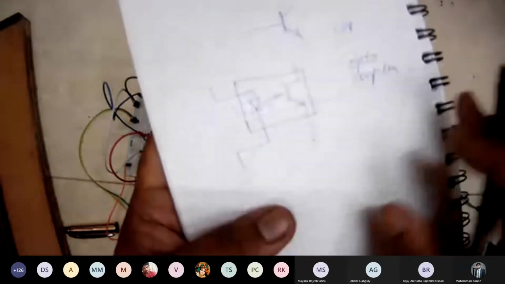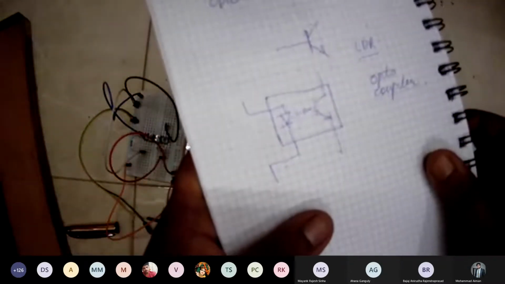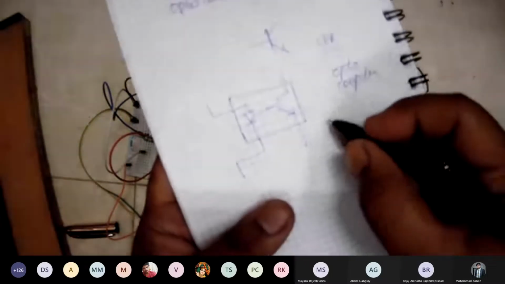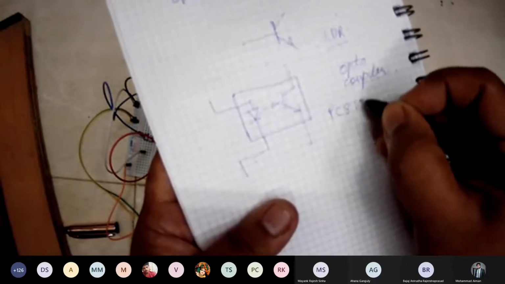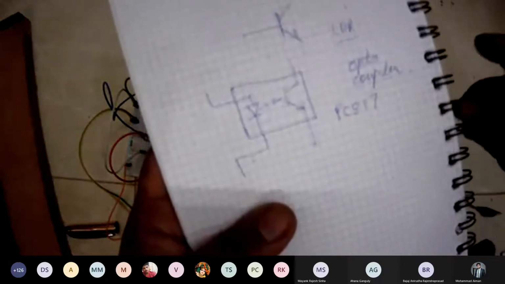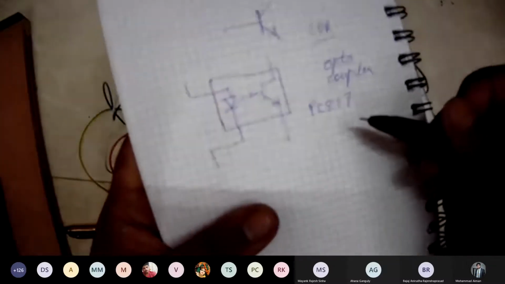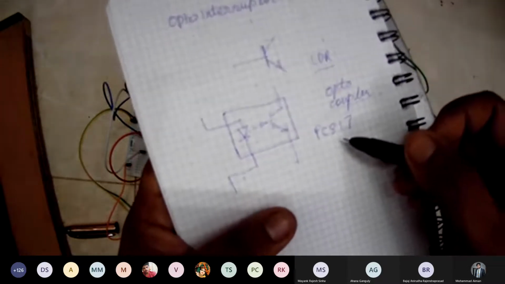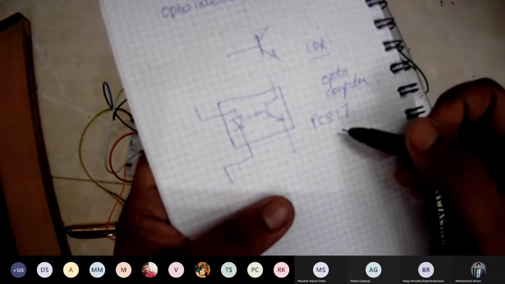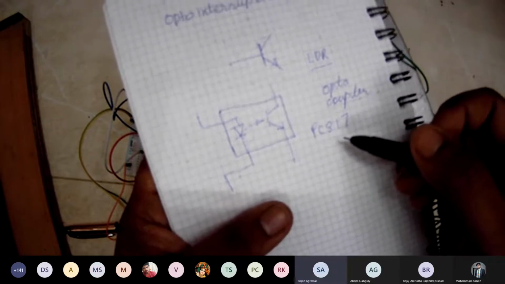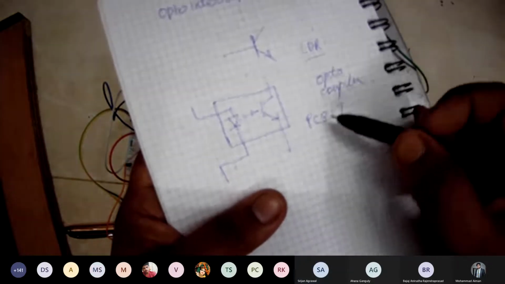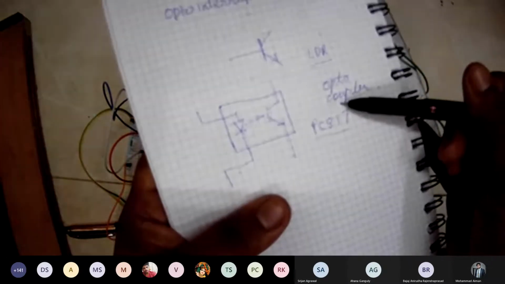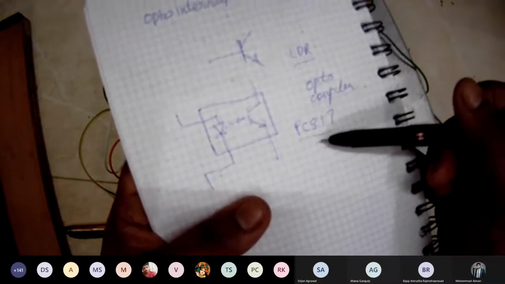Now in order to complete this circuit, what are the different things that we need? A typical optocoupler component name is PC817. It was originally made by Sharp, the Japanese company. Sharp used to manufacture, or I think it still manufactures, television sets. Refrigerators also. Yeah. So Sharp was the company which came up with such an optocoupler, and the name of the component is PC817.